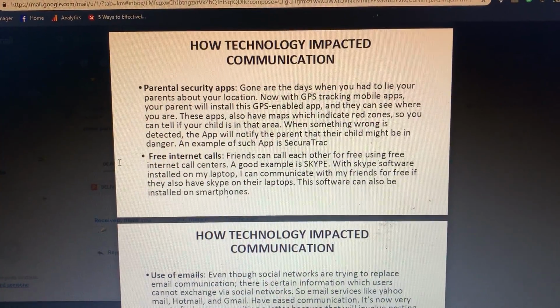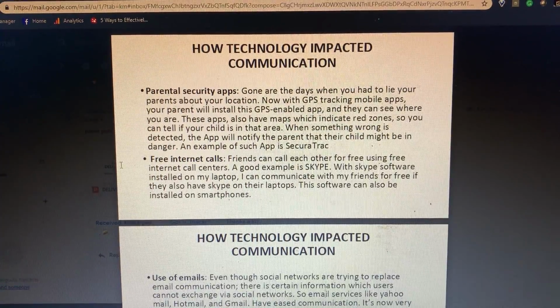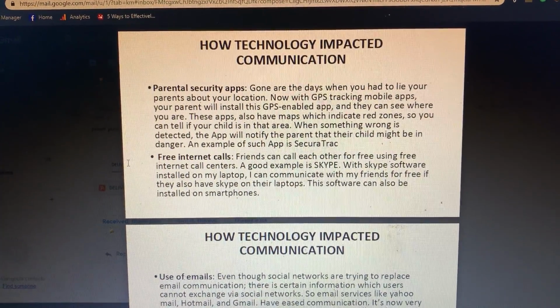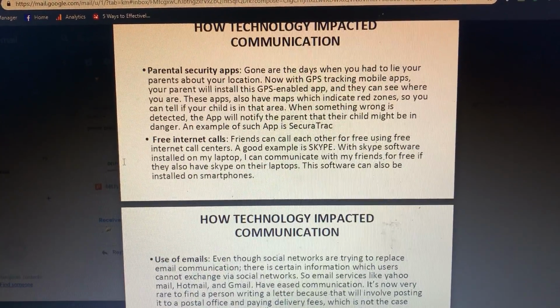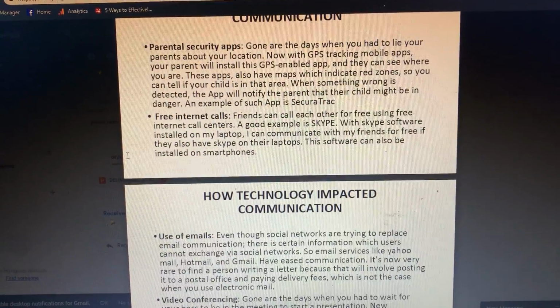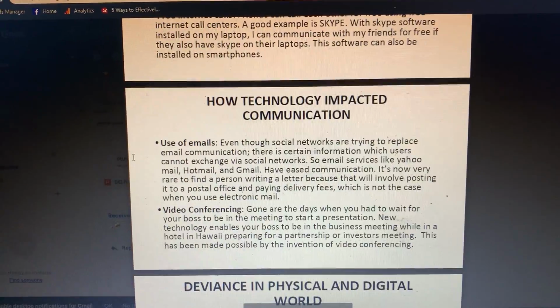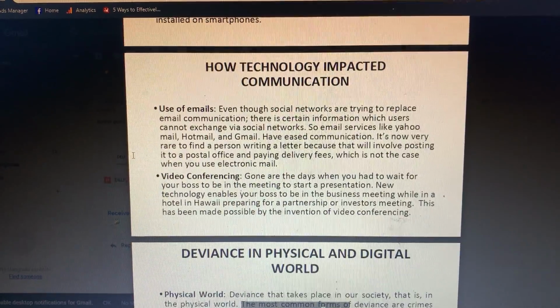We also have free internet calls. Friends can call each other for free using free internet call services. A good example is Skype. With Skype software installed on your laptop, you can even do video calls and stuff. So communication can even make you see each other now.